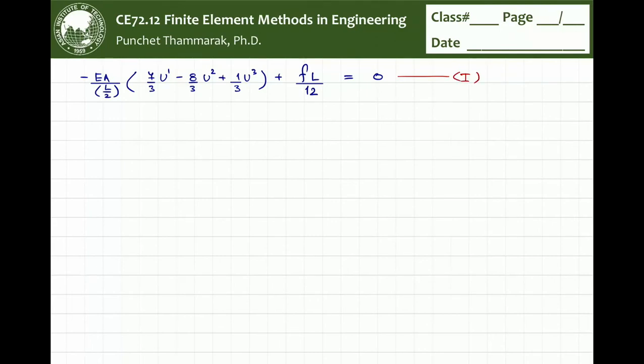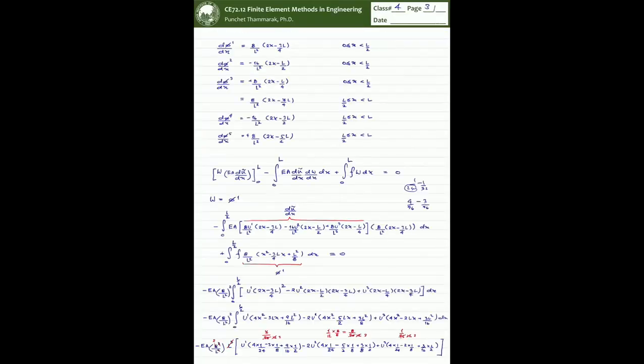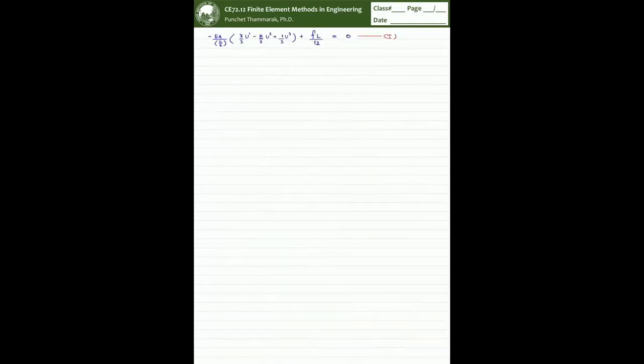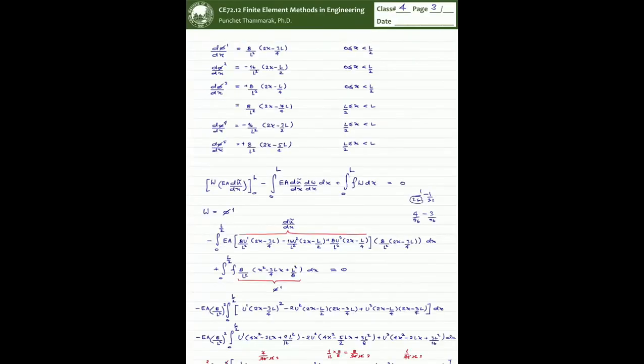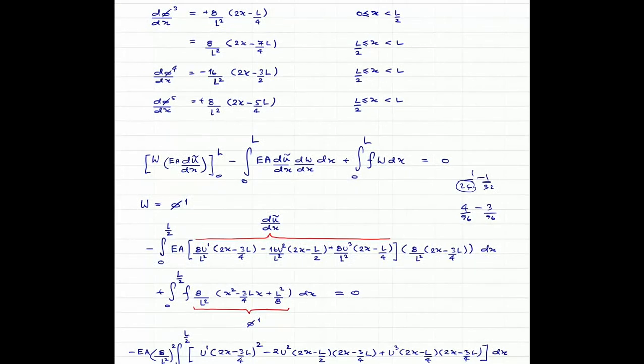Equation number 1. Now we are done with equation number 1. We are going to do this: W equals phi 2. We have 10 minutes, so I will just use the iPad Magic to take all this.